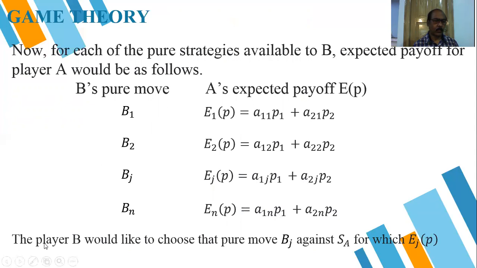So the player B would like to choose the pure move Bj against the strategy SA for which Ej(P) is optimal. In general, we write Ej(P), j equal to 1 to n.